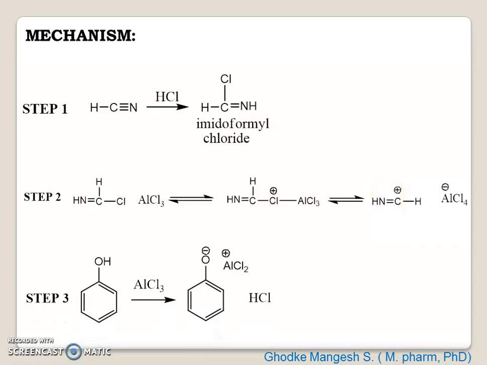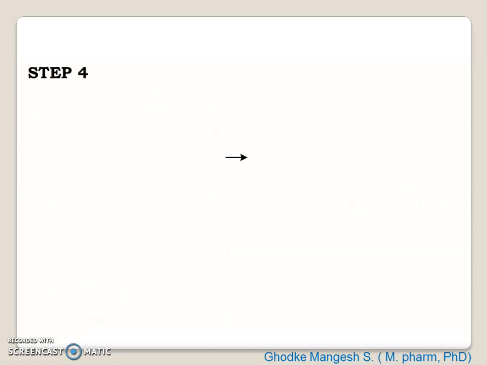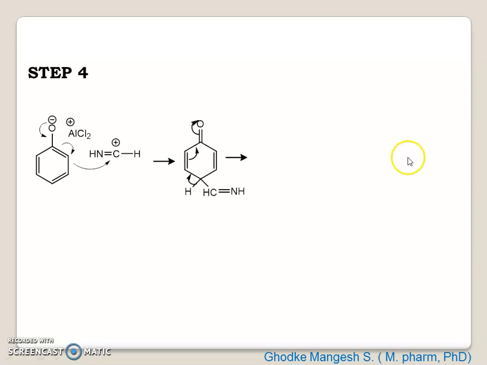In the third step, phenol is reacted with AlCl3, it will give a complex. In step four, the previously formed complex is reacted with the carbocation to give the first intermediate like this. From this intermediate, aromatization takes place, it will give this stable intermediate, which undergoes hydrolysis to form CHO at the para position with respect to the OH group.